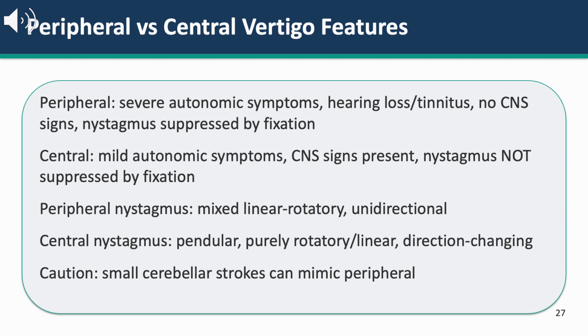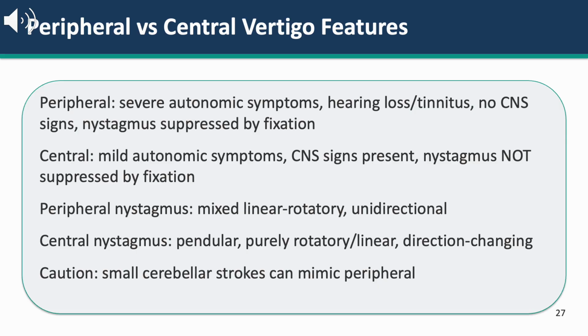Peripheral vertigo is characterized by severe autonomic symptoms, possible hearing loss and tinnitus, absence of central nervous system signs, and nystagmus that is suppressed by fixation. Central vertigo typically presents with milder autonomic symptoms, central nervous system signs, and nystagmus that is not suppressed by fixation. Peripheral vestibular nystagmus is a mixed, linear rotatory jerk nystagmus that beats in a single direction away from a hypofunctioning labyrinth. Central nystagmus may have a pendular appearance, be purely rotatory or purely linear, or change direction with gaze in different directions.